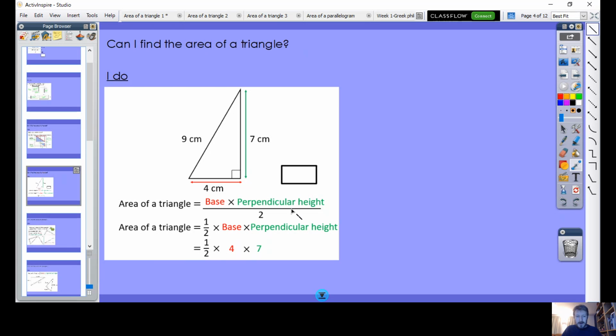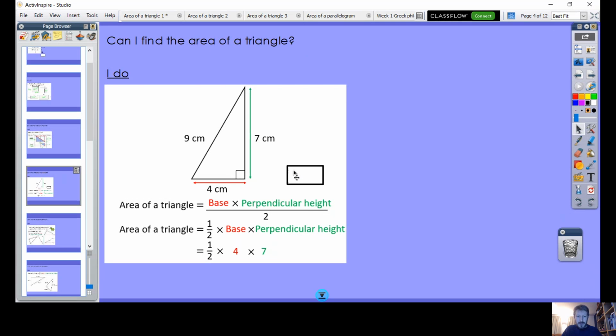So would that work with this one up here? The base times the perpendicular height. 4 times 7 is 28. Divide by 2 is 14. So there's 2 ways of thinking about it. But either way, we get to 14 centimeters squared.